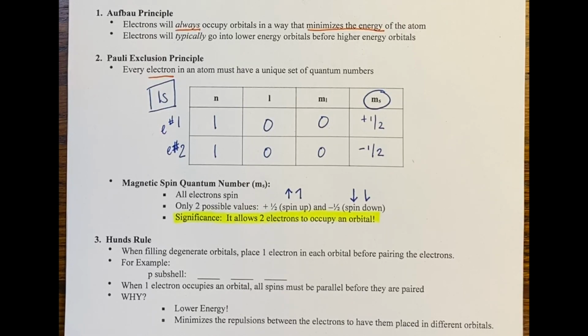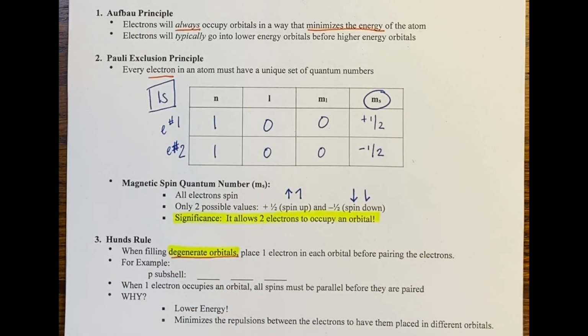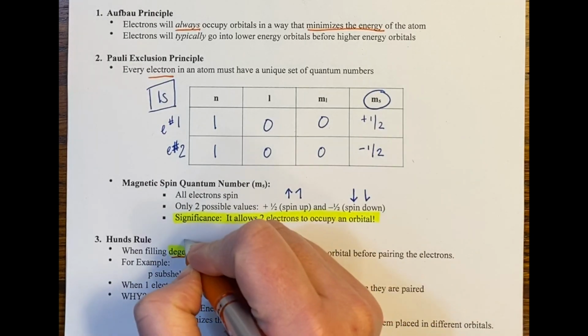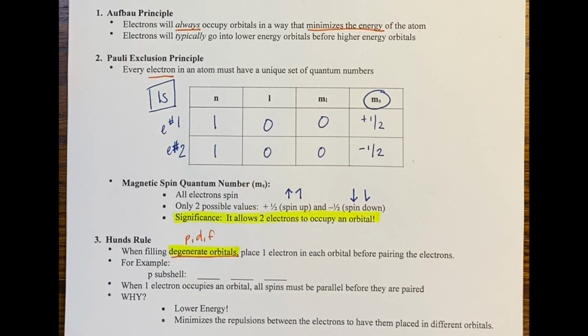Hund's rule applies to cases where we are filling degenerate orbitals. Degenerate orbitals occur when we have more than one orbital in a subshell. So for example, this will apply to our p, d, and f subshells. Hund's rule says that when we fill degenerate orbitals with electrons, we will place one electron in each orbital before pairing the electrons.